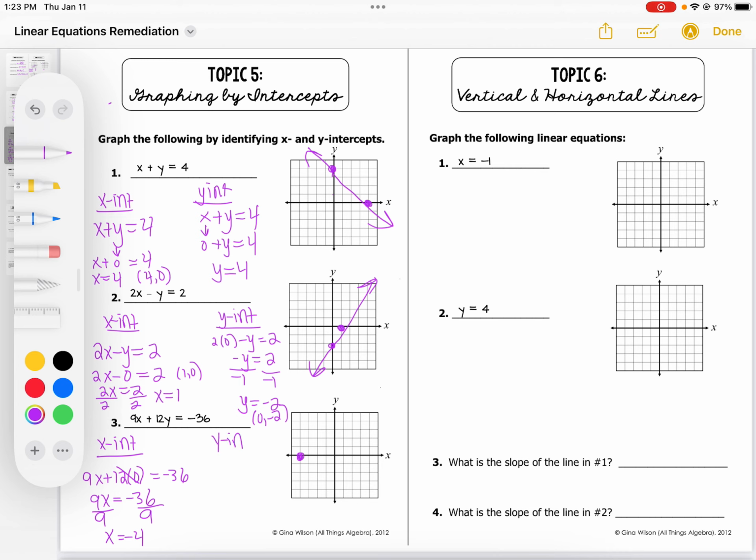The y-intercept. You take the equation 9x plus 12y equals negative 36, and you replace a 0 in for x because you're trying to find y.